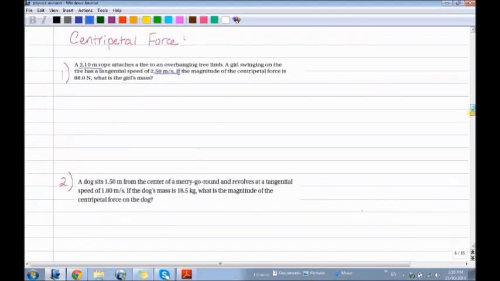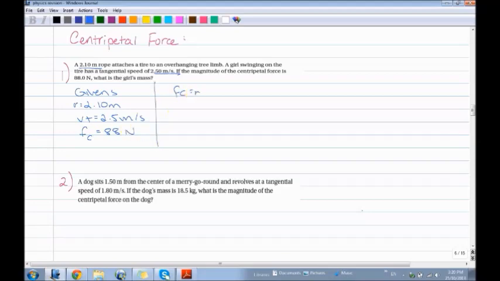Now, centripetal force. Let's do some practices for this. A 2.10 meters rope attaches a tire to an overhanging tree limb. A girl swinging on the tire has a tangential speed of 2.50 meters per second. If the magnitude of the centripetal force is 88 newtons, what is the girl's mass? So now let's take out the givens. Radius equals 2.10 meters, the Vt is 2.5 meters per second, and the centripetal force, which is given, is 88 newtons.